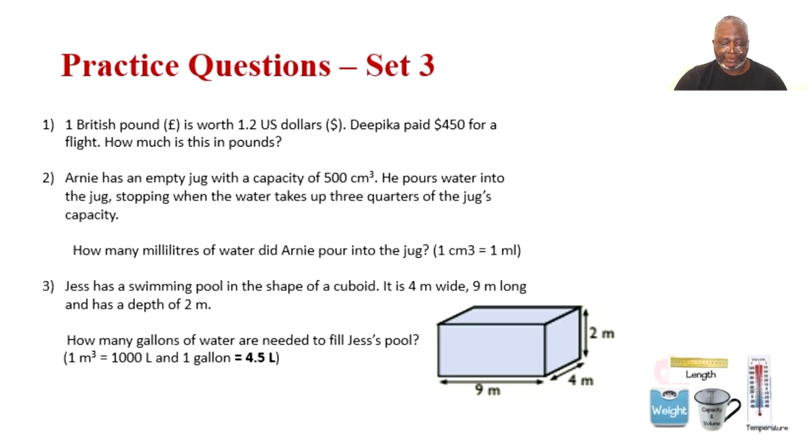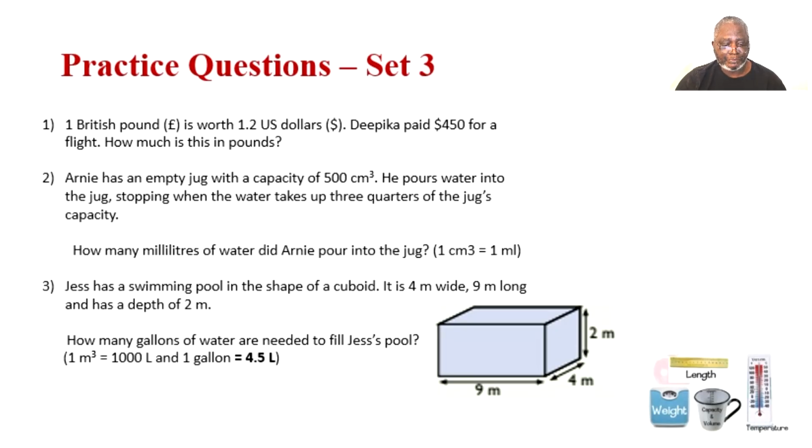Practice question set 3. A British pound is worth 1.2 US dollars. The picker paid $450 for a flight. How much is this in pounds? Question 2.